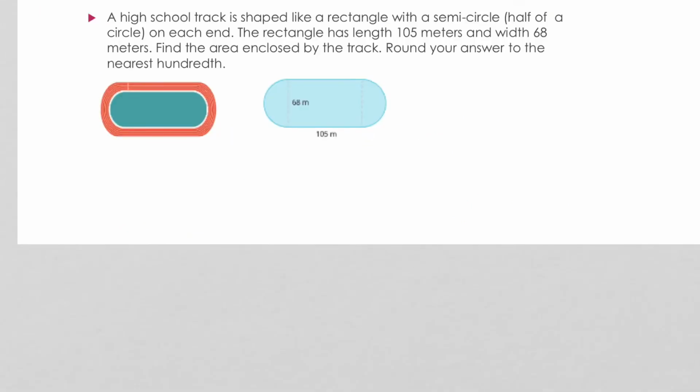Okay, on this one we have a high school track shaped like a rectangle with a semicircle, which is half of a circle, on each end. So keep in mind this semicircle plus this semicircle makes an entire whole circle. So we can find the area of that circle, and that's going to be part of it. And then we have to find the area of the rectangle, okay? All right, so let's do this. Let's find the area of the circle first.